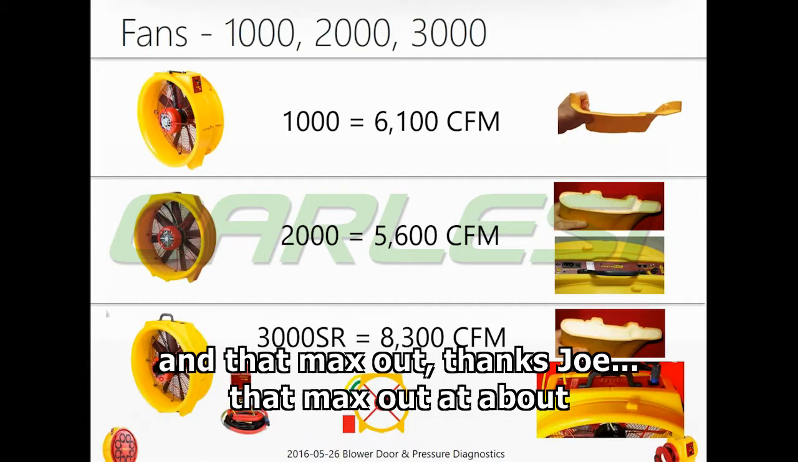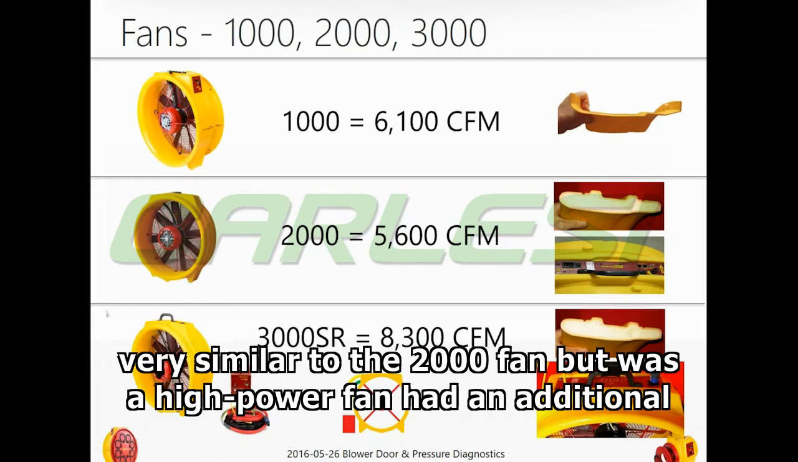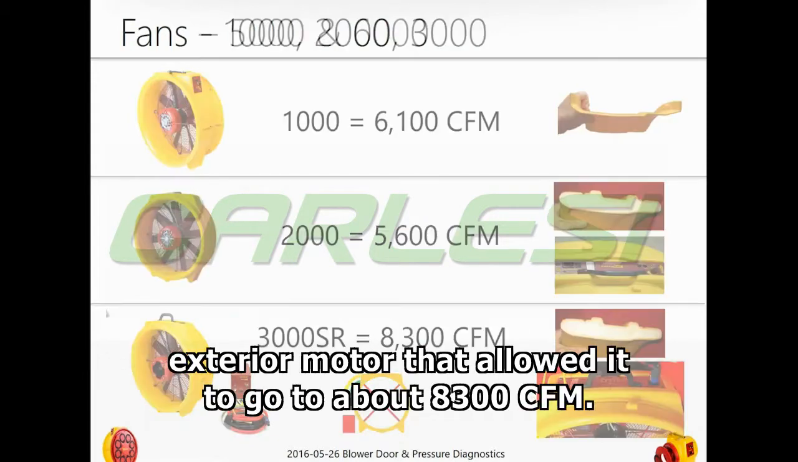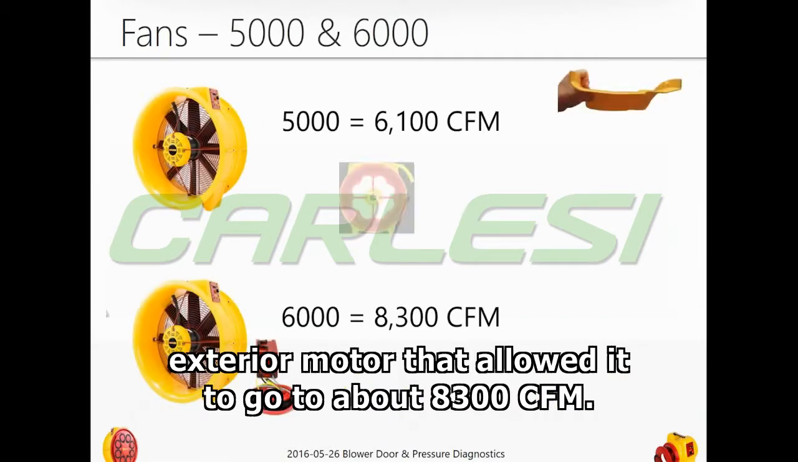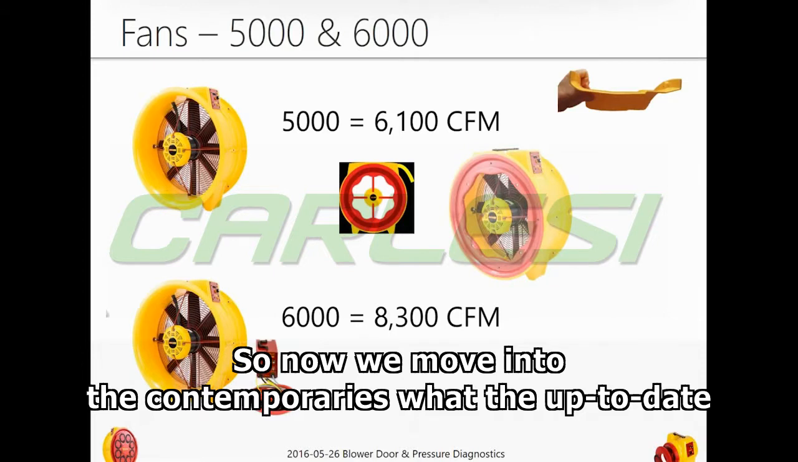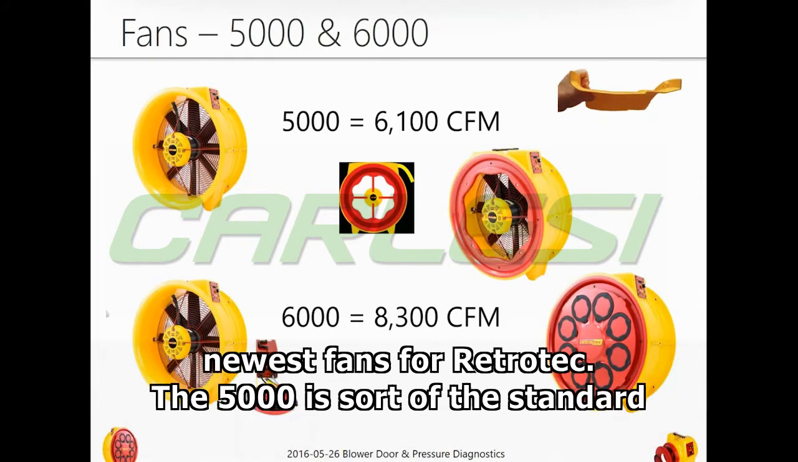No longer necessary. Thanks, Joe. And that maxed out at about 5,600 CFM. In the past there was also the 3000 fan, very similar to the 2000 fan, but a high power fan with an additional exterior motor that allowed it to go up to about 8,300 CFM. Now we move into the contemporaries, the up-to-date newest fans from Retrotec.